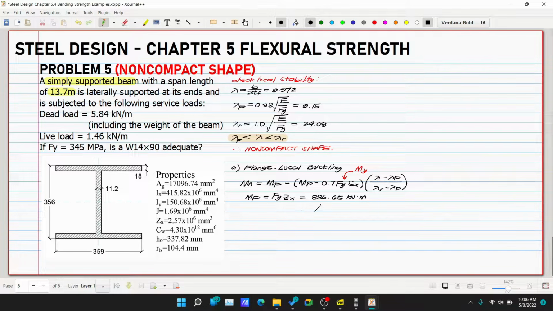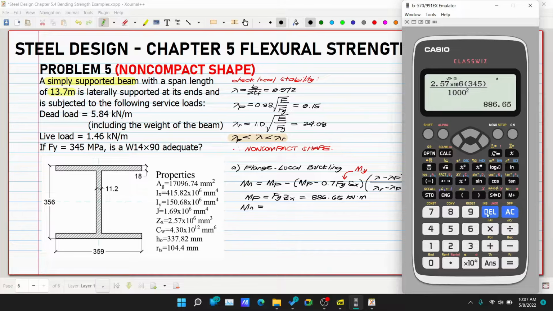Pero, syempre, kapag sinubstitute natin dito yan, kasi ang makuha natin dito is newton millimeter. So, kailangan natin i-convert itong 886.65 ng Newton millimeter. Okay? Meron naman tayong lambda. Okay, kompleto naman na. So, masasolve natin yung ating MN under sa flange local buckling. So, ang MP natin is 886.65 times 10 raised to 6 minus 0.7 of Fy 345 multiplied by Sx.